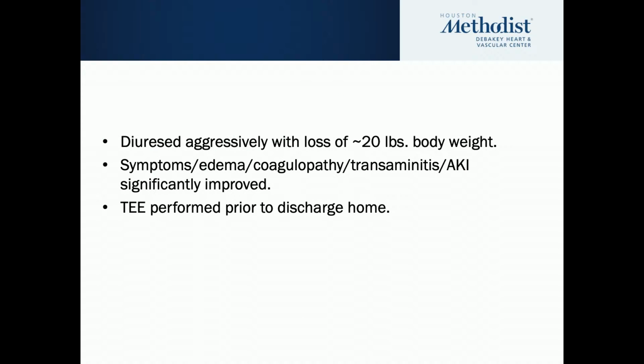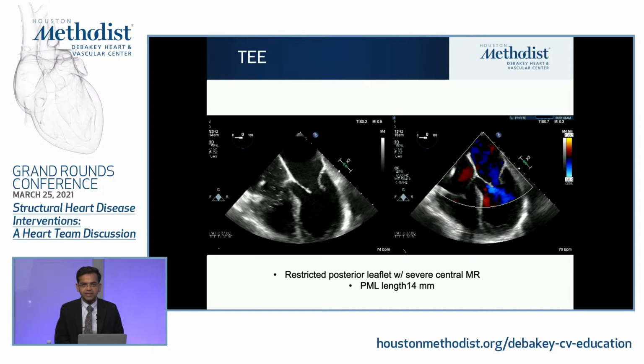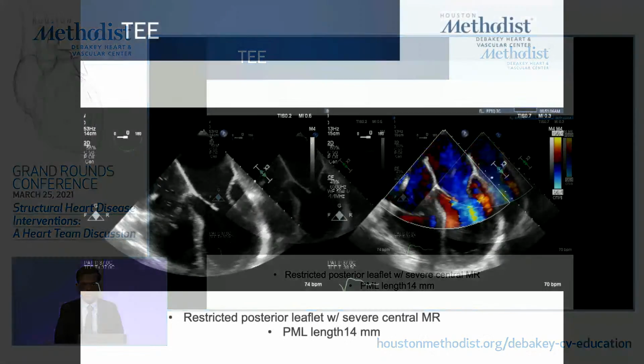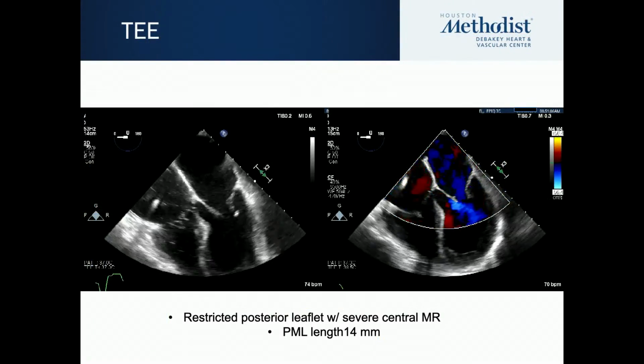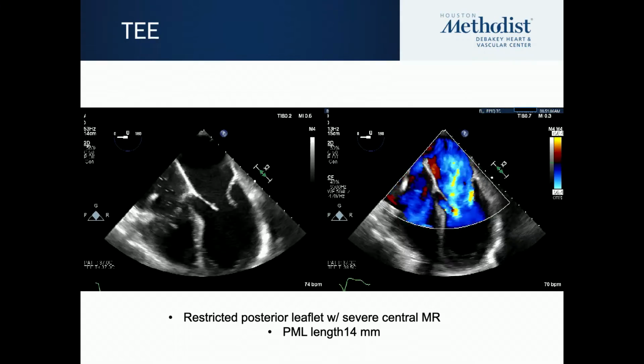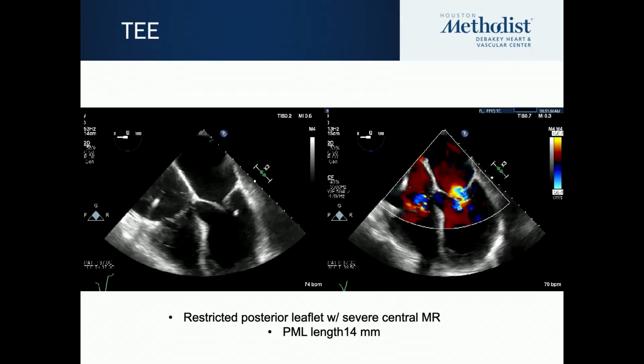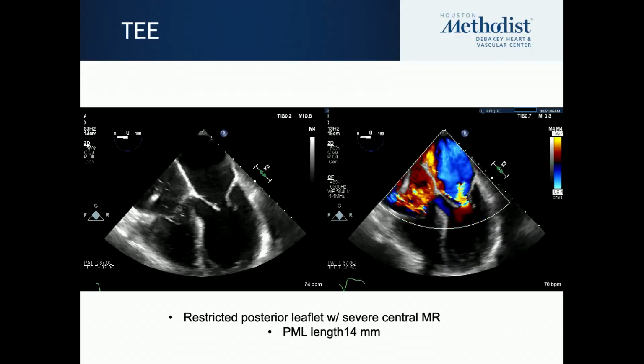He was medically treated and diuresed aggressively, with loss of around 20 pounds of body weight. His symptoms significantly improved, and prior to discharge home, we performed a transesophageal echo. This is the mid-esophageal four-chamber view, showing the restricted movement of the posterior mitral leaflet and a severe central mitral regurgitation.